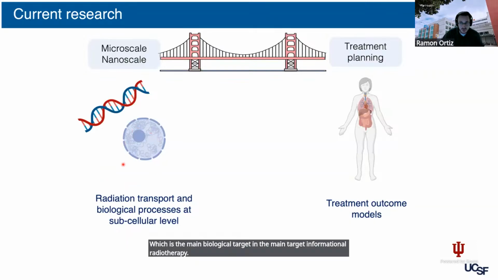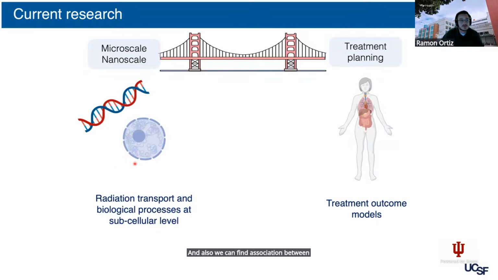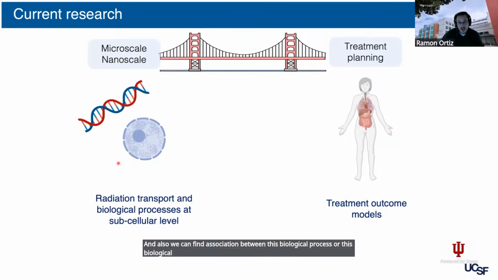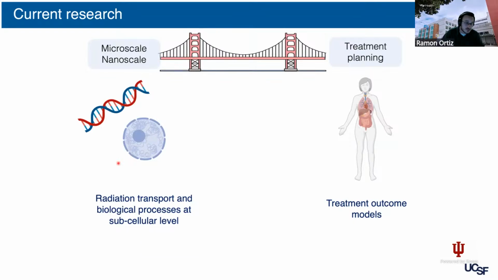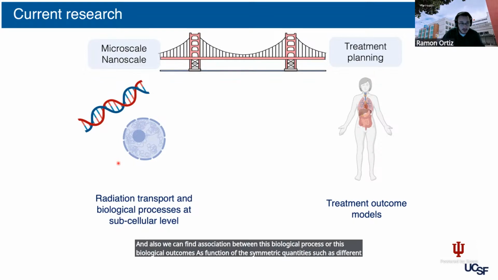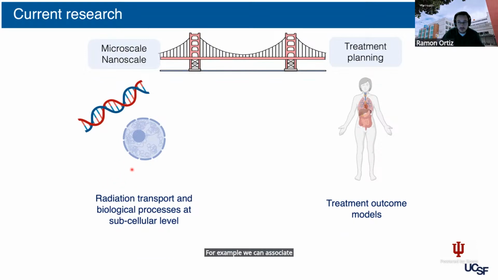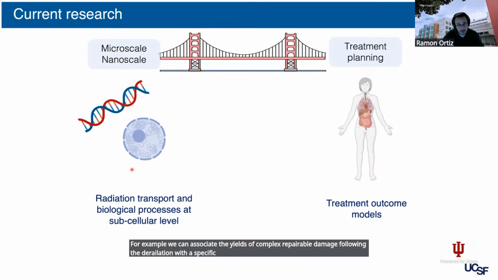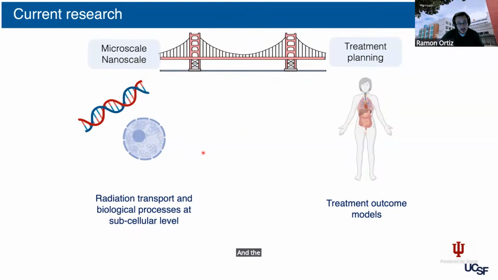And also we can find associations between these biological outcomes as a function of dosimetric quantities such as different particle types, different particle energies, different dose rates or other. For example, we can associate the yields of, I don't know, complex irreparable damage following the irradiation with a specific particle type. And then using these associations in TOPAS, we can model the treatment outcomes at patient level by using these associations and the distribution of these dosimetric quantities in a real treatment at the patient level.